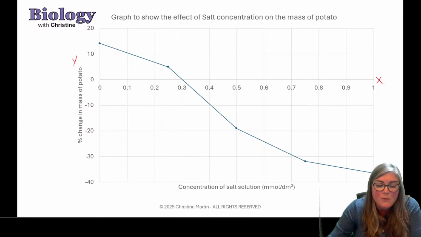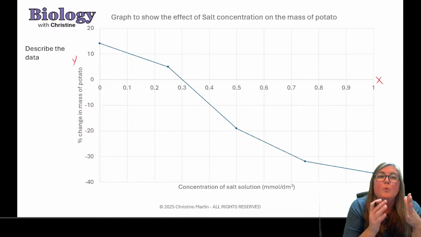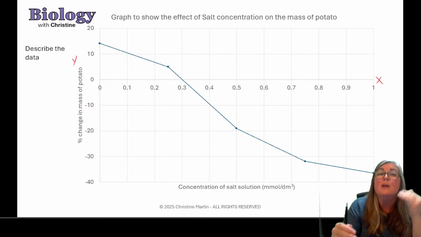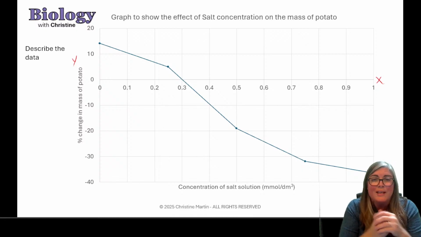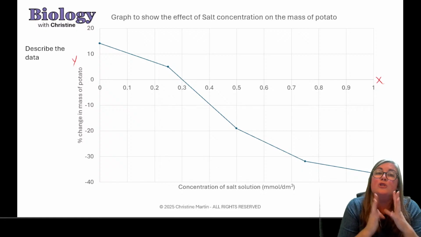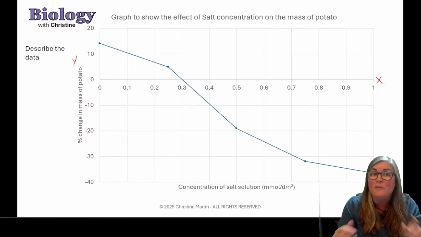Well, they could ask you to describe the data. If they're asking you to describe the data, you would say, as the concentration of salt solution increases, the percentage change in mass of potato also changes. Is that good enough? Have I given enough detail? Well, no, I haven't. I need to be more specific, and this is where so many students miss those higher grades because they're not specific enough.